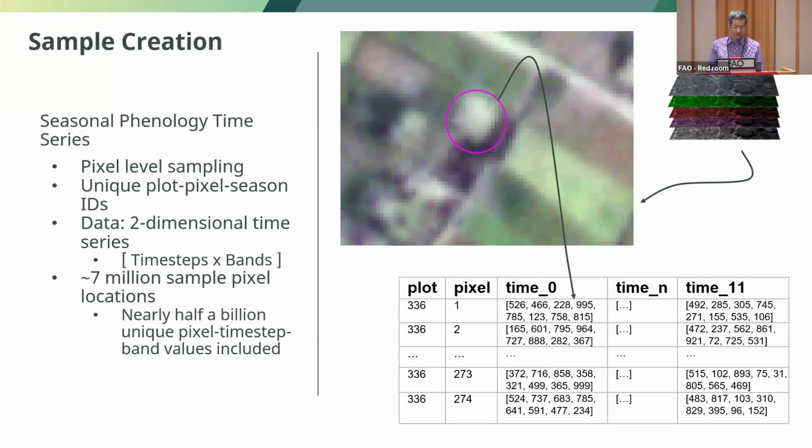We end up with basically 7 million sample pixel locations. When you kind of fully spread that out, that's about 500 million unique pixel by time step by band values that we feed into this algorithm.